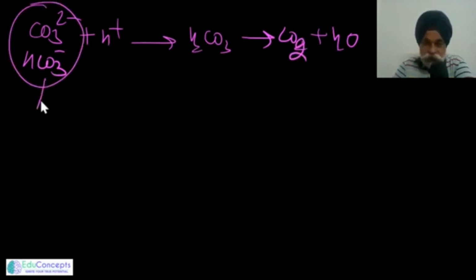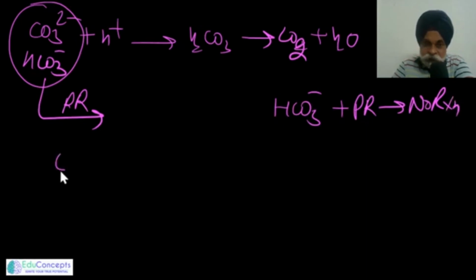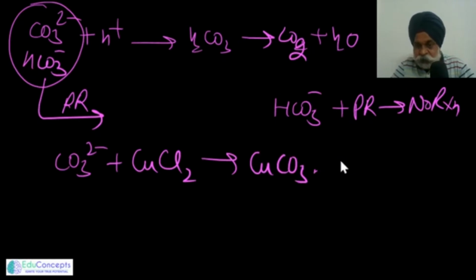But when you add some precipitating reagent to it, make it a point, bicarbonate is always water soluble. When you add a precipitating reagent, no reaction. But for carbonate, just like in this case, when you add cupric chloride, you get cupric carbonate along with cupric hydroxide. This is said to be a basic carbonate.